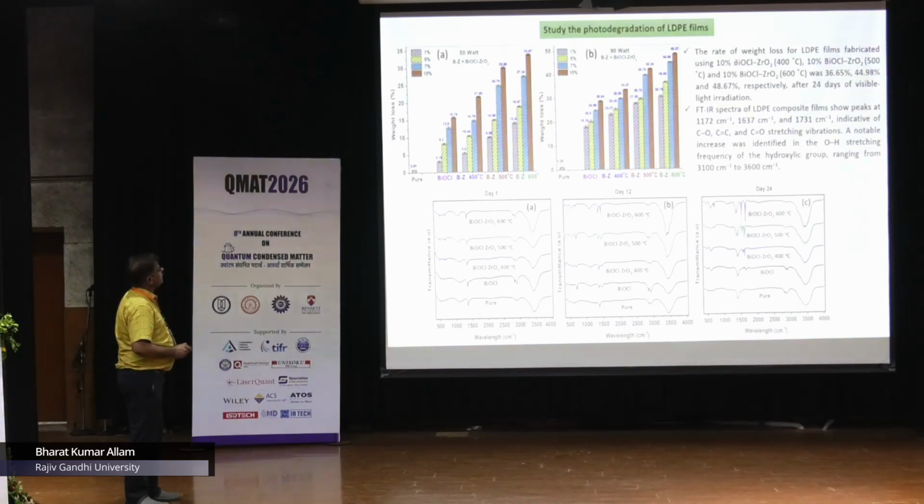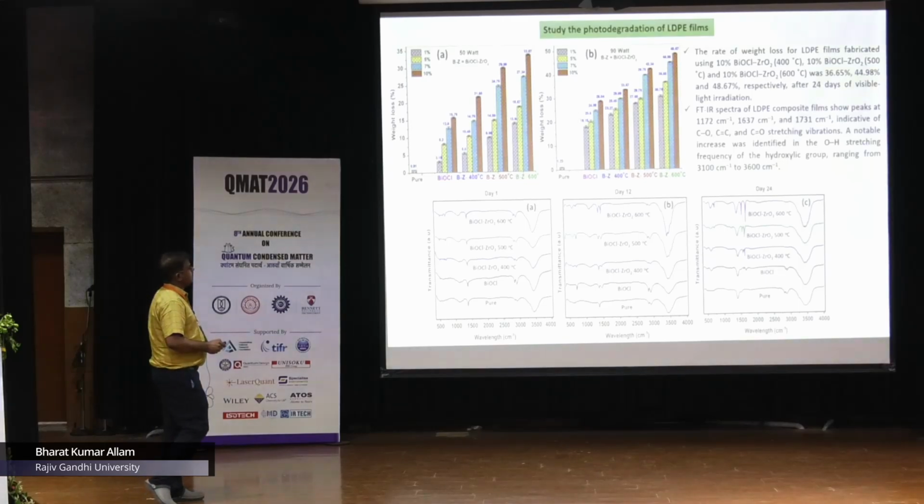We used 1, 3, 5, 7, and 10 weight percent. For 10% we got the better results, the better degradation. So the bismuth oxychloride zirconium oxide calcinated at 600 degrees centigrade gave us the highest degradation percentage, that is 48.67% under 90 watt household light.